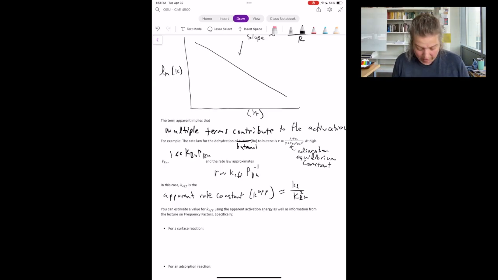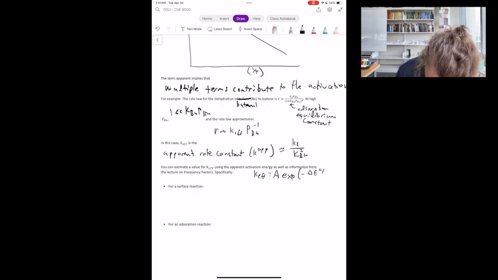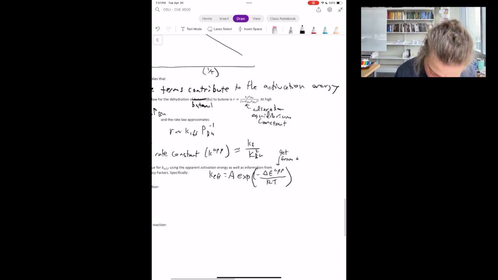So you can estimate a value of this Kf using the apparent activation energy as well as information from the frequency factors. So we know that the rate constant Kf is going to be equal to some frequency factor times the exponential of negative delta E app over RT. We get this from the paper.